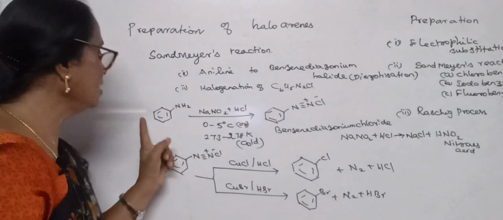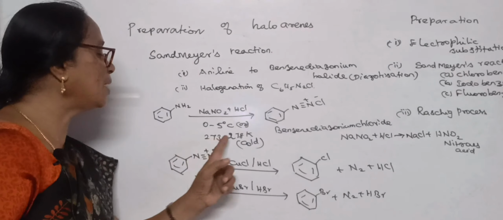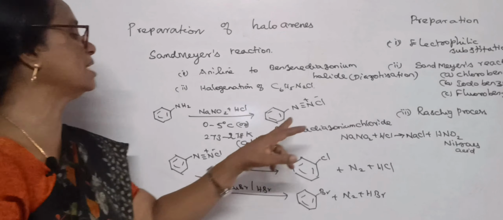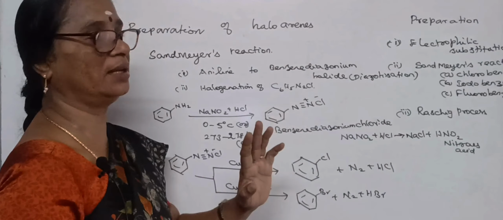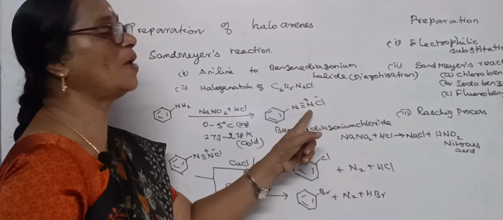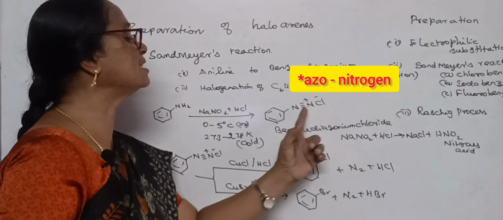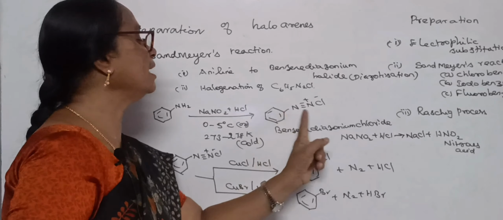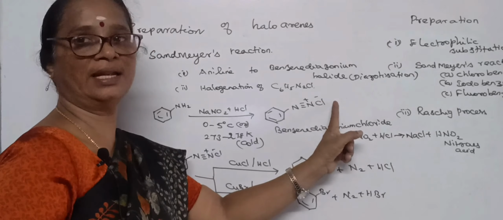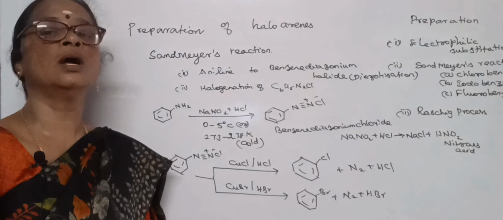So when aniline is treated with sodium nitrite and HCl at a temperature of 0 to 5 degrees Celsius, it forms benzene diazonium chloride. The plus sign is meant for the positive charge on the nitrogen. Diazo, in the structure, it has 2 nitrogen atoms. So the name is benzene diazonium chloride. Here the halide is chloride. So the name is given benzene diazonium chloride.